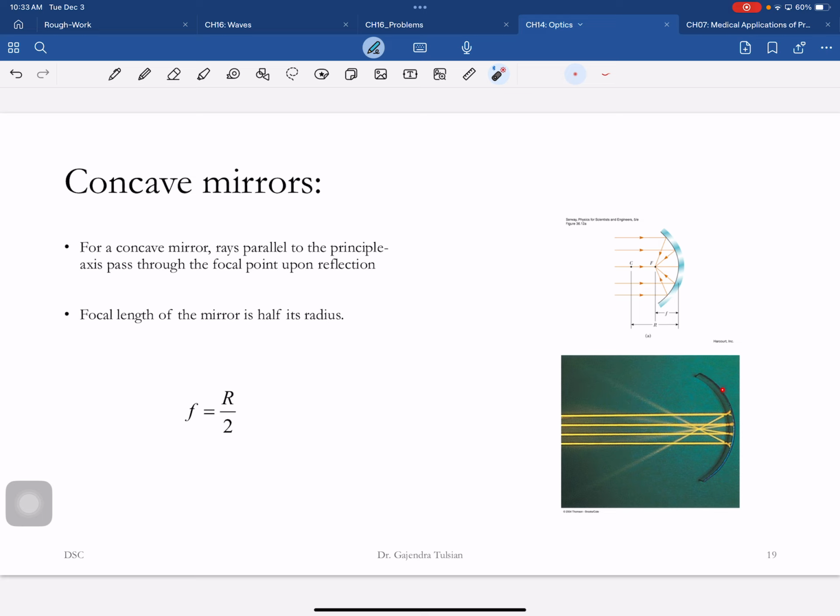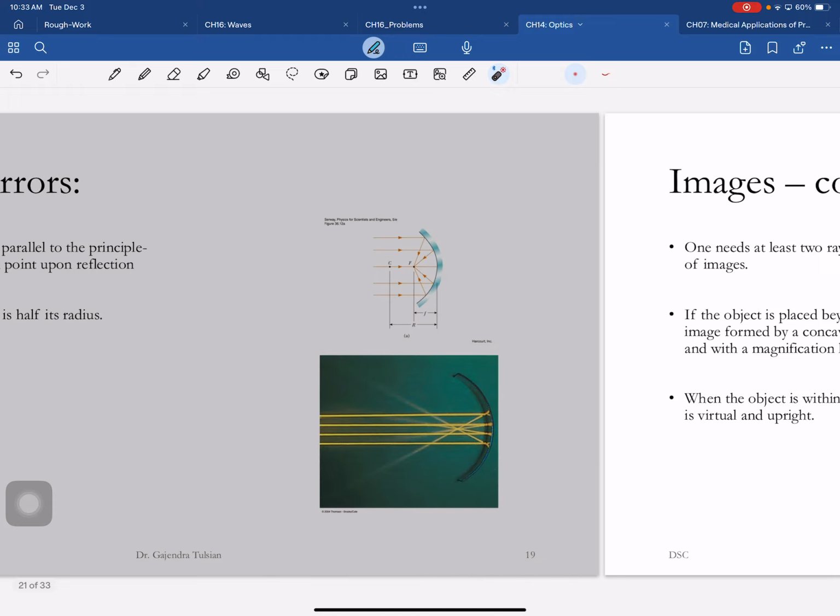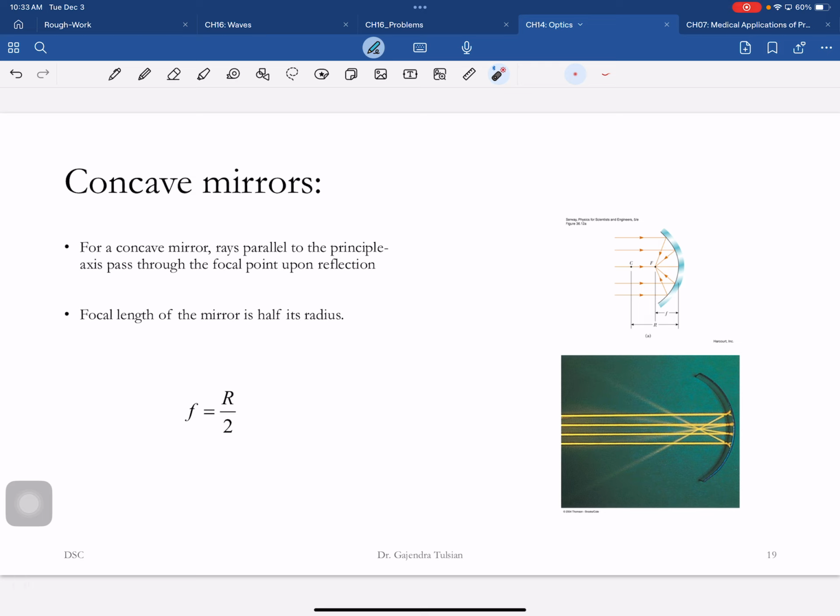All right, so here's a concave mirror. Again, if you shine a beam of parallel light, the reflected beams will go through a focal point. This is the kind of mirrors that are used in telescopes these days, large telescopes. You get starlight like that, and that's where the image of the star would be formed, near the focal point. The focal length, if this was a spherical mirror made out of a sphere, is half the radius of the sphere.